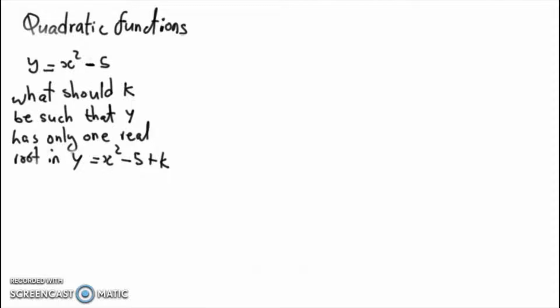I'm going to try to do an example here that many people tend to find very hard to do in their exams. For example, in this question, you are given y is equal to x squared minus 5, and the question is asking us what should k be such that y has only one real root in y is equal to x squared minus 5 plus k. So what should that k be so that the function has only one real root? What does it mean for a function to have one real root? I think that's the most important question before you attempt to do the whole question.